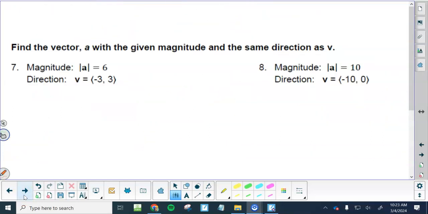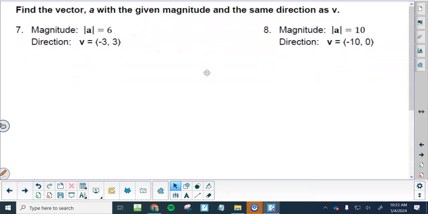All right, to find a regular vector, we're going to find the direction of the given vector first, and then apply its own magnitude. So find the vector with a given magnitude and the same direction as v. As long as we know it's going in the same direction as something else, we're going to be able to find the missing vector that matches a magnitude of 6. Multi-steps though. The first thing we need to do is we're going to find the unit vector of the given. Then we're going to apply the magnitude.